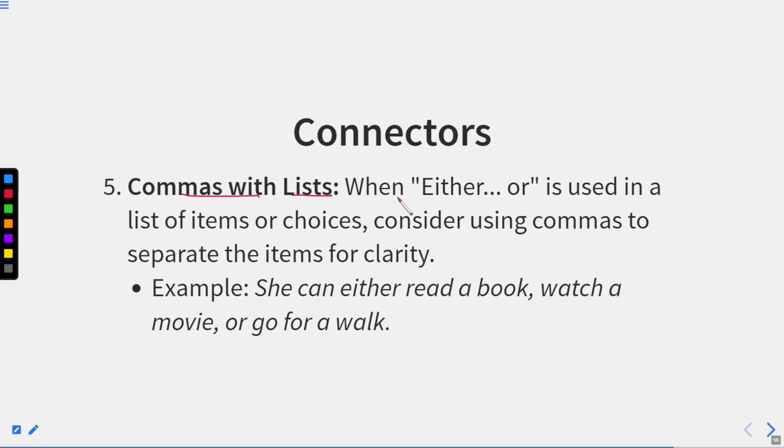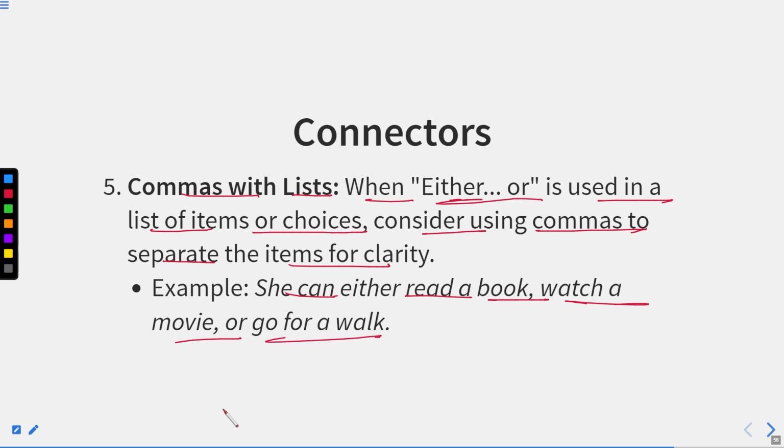Commas with lists. When either or is used in a list of items or choices, consider using commas to separate the items for clarity. She can either read a book, watch a movie, or go for a walk. So we can have multiple options, but we can only use commas in that and a simple verb with them.